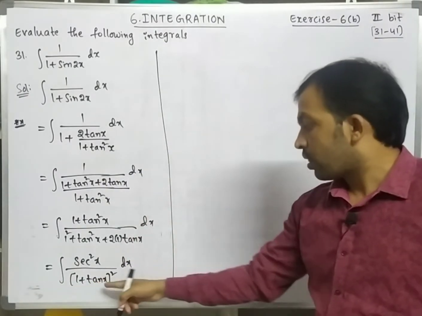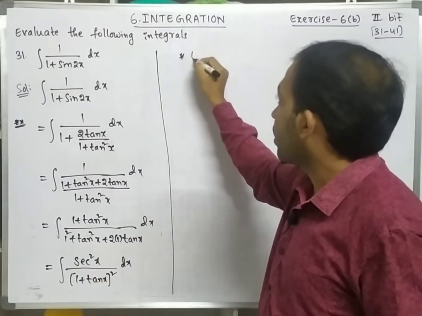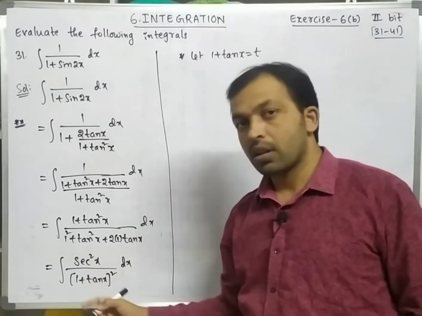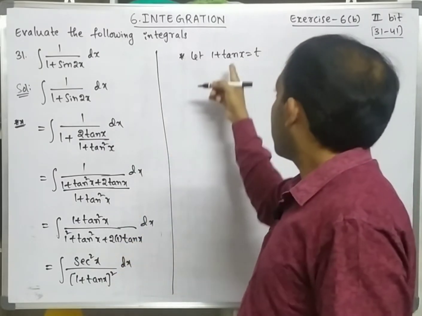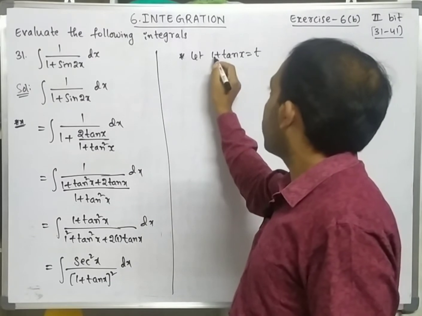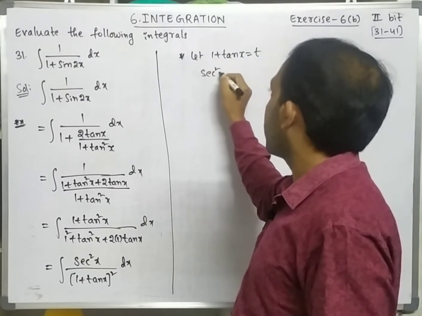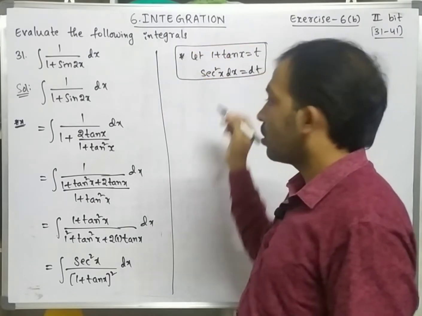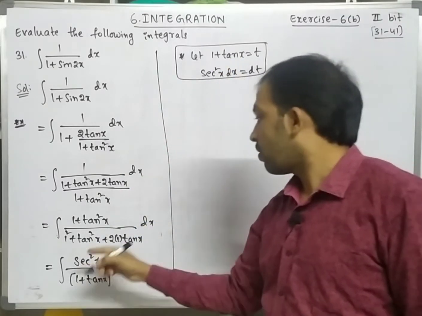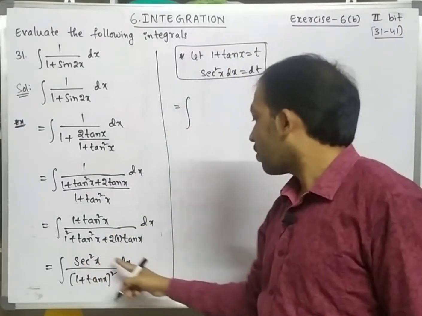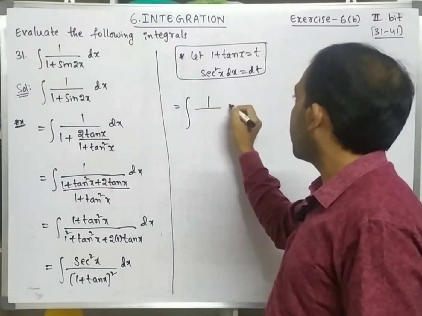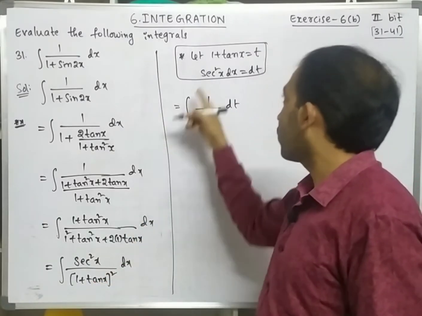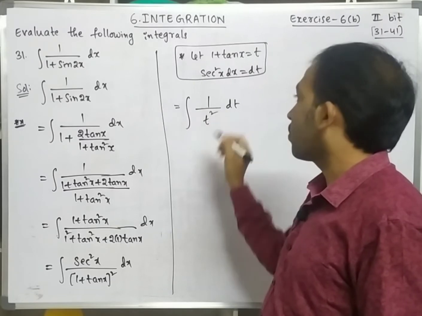Now let us take 1 plus tan x equal to t, the denominator term. After differentiation, the derivative of 1 is 0 and the derivative of tan x is secant square x, so secant square x dx is equal to dt. These are the substitutions. Now replace: secant square x dx is dt, and 1 by 1 plus tan x whole square, where 1 plus tan x whole square is nothing but t square.